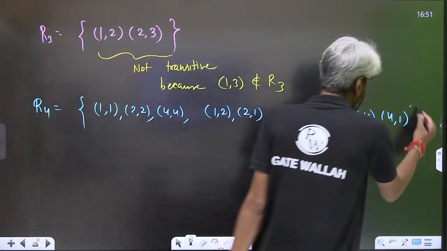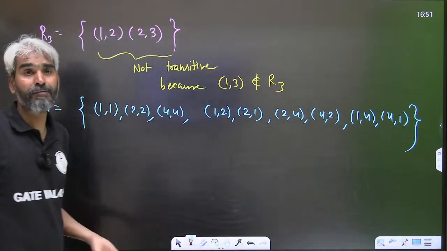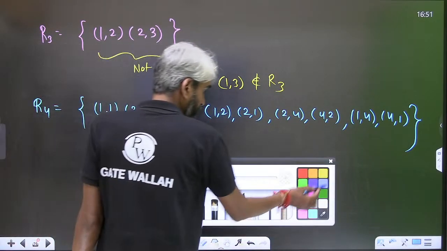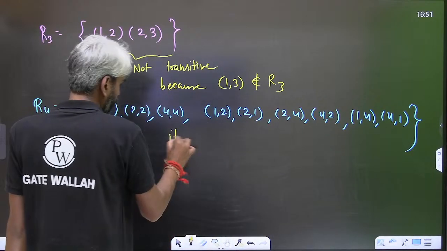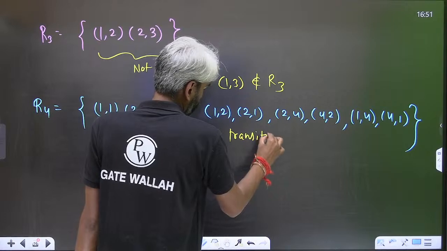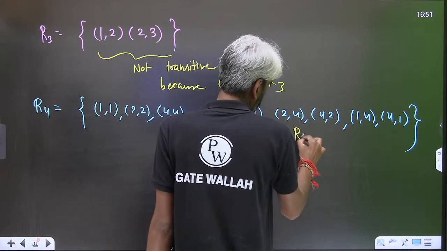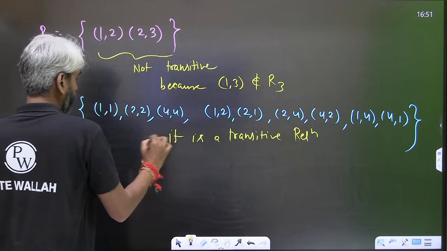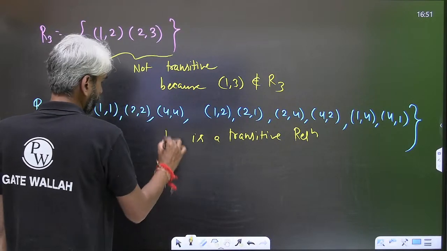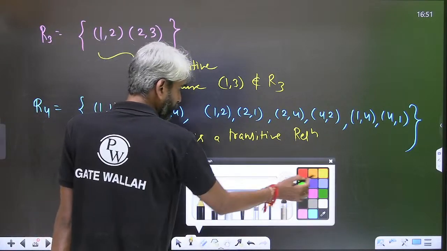Now, please tell me, there is no ordered pair with respect to element 3, but is it still a transitive relation? Yes, it is transitive. Which one? R4. R4 is transitive.